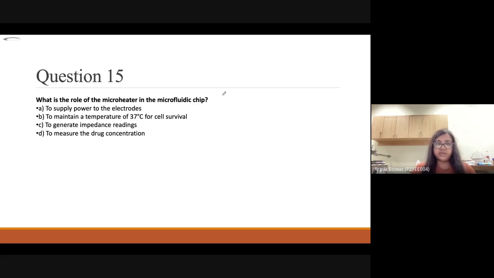So what is the role of the microheater in the microfluidic chip? The first option is to supply the power to the electrode. The second option is to maintain the temperature of 37 degrees for cell survival. Option C is to generate the impedance readings. And option D is to measure the drug concentration. So the right option is option B, to maintain a temperature of 37 degrees for cell survival.